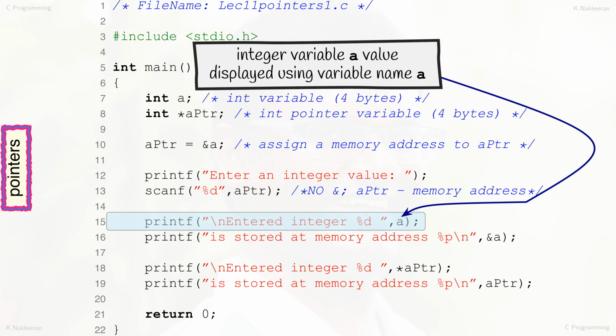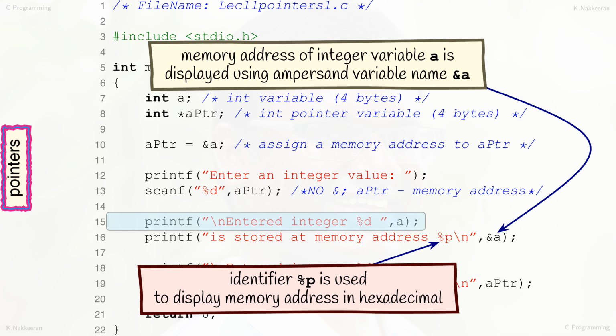In line 15, printf statement, integer variable a value is displayed on the monitor using the variable name itself. In line 16, printf statement, memory address of integer variable a in hexadecimal value is displayed on the monitor using an ampersand in front of the variable name itself. Note that %p identifier is used to display memory address in hexadecimal value.